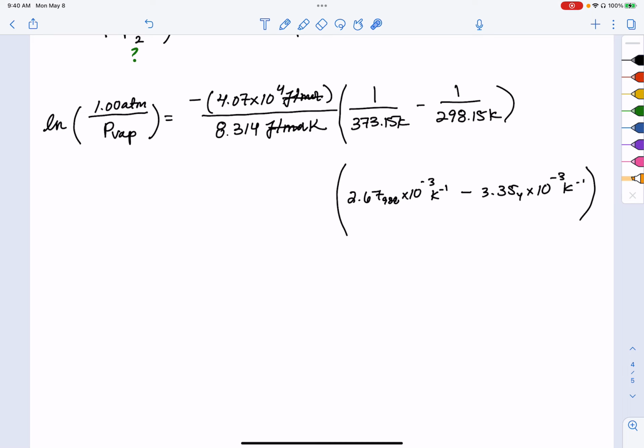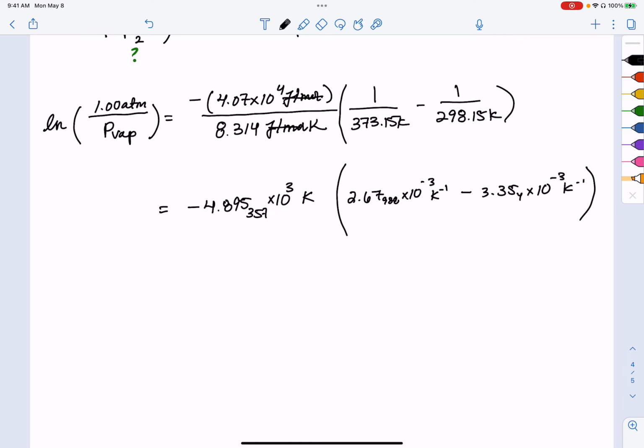How about we tackle this constant? So 4.07 times 10 to the 4 over 8.314, and then make it negative. So this is negative 4.895357 times 10 to the 3. And again, let's pay close attention to our units here. So this was 1 over Kelvin, right? Because there's a 1 over here. So 1 over anything just becomes that thing. So that becomes Kelvin.